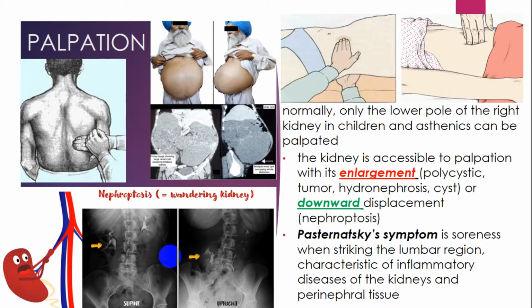Palpation: normally only the lower pole of the right kidney can be palpated, in children and asthenics, as you see here. The kidney is accessible to palpation with enlargement. For example, in this case it's polycystic disease, which is not only in the kidneys but in the liver too. You can see here. Also, it may be hydronephrosis and cysts, or a downward displacement, for example nephroptosis in this case.